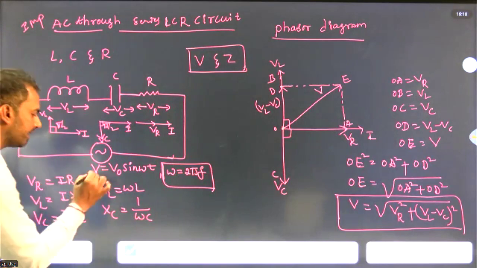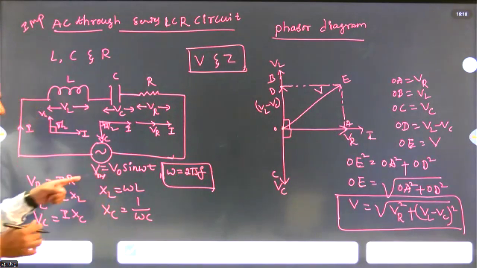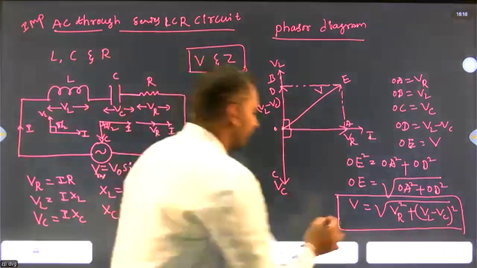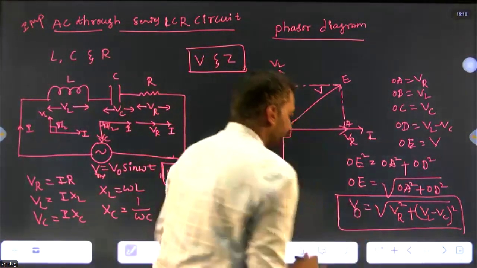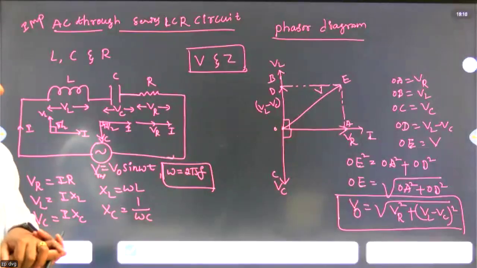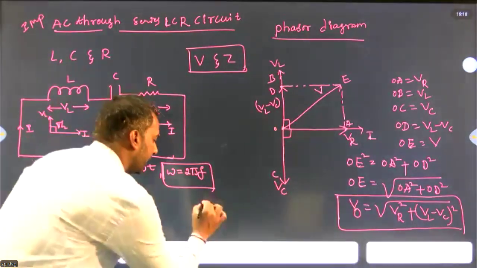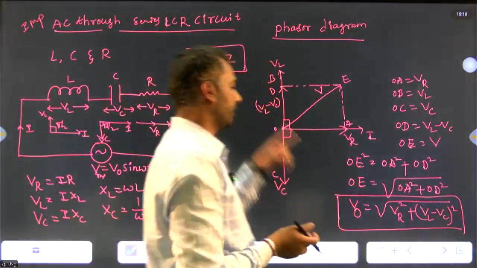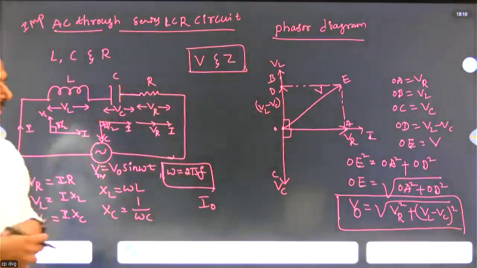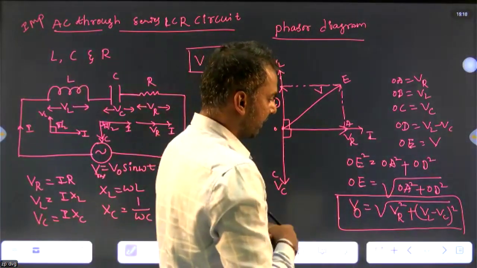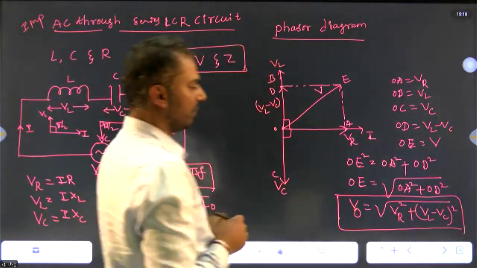Now applied voltage is what? V is equal to V naught sin omega t. But this is the peak voltage. The resultant voltage is nothing but peak voltage. Peak voltage means V naught. And I naught is peak current. Peak voltage or resultant voltage of series LCR circuit is V naught is equal to root of VR square plus VL minus VC whole square.